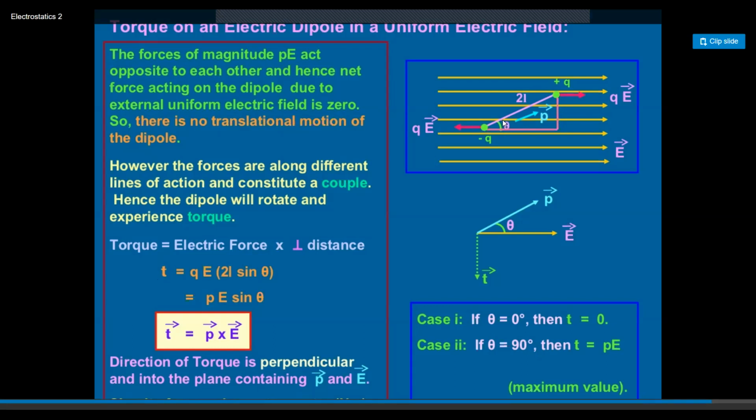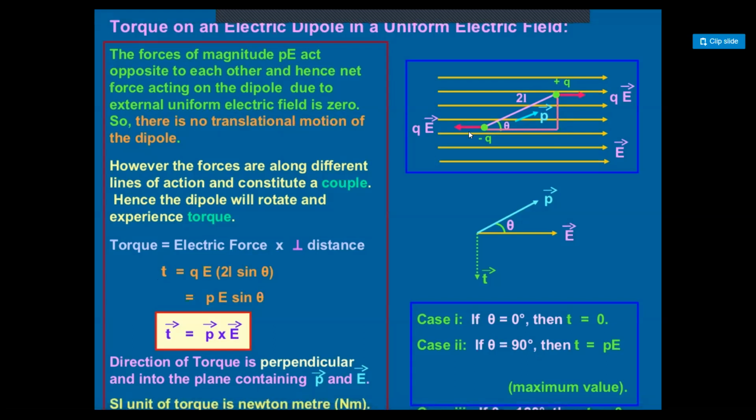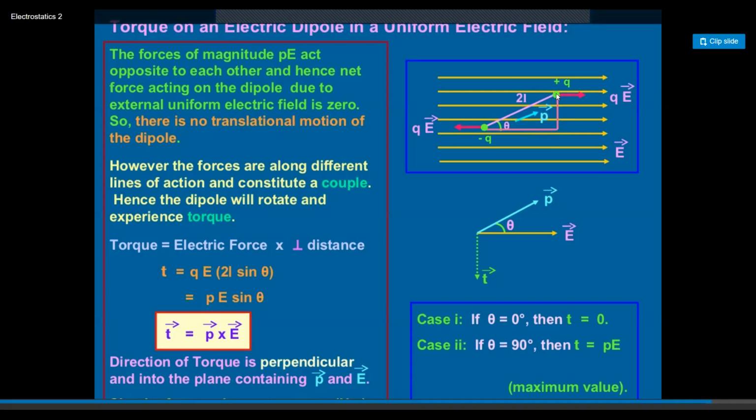Theta is the angle between the electric dipole moment and the electric field. Therefore, this divided by 2L is the sine of theta. Therefore, the perpendicular distance is 2L sine theta. So torque is any one force into the perpendicular distance between two forces, and that is equal to PE sine theta. Why is it P? Q into 2L, any one point charge into the length of the dipole, that is the distance between two point charges, is the dipole moment P.